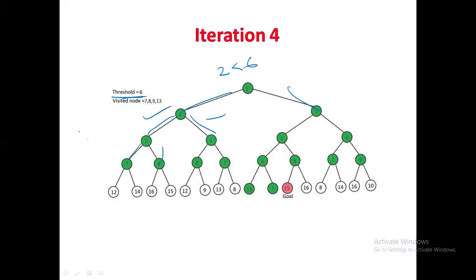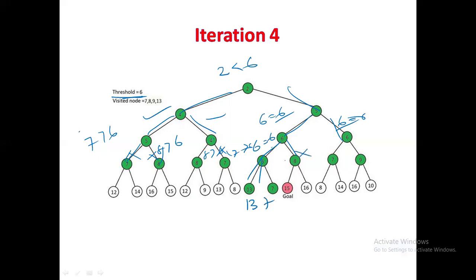But if you are considering this, 7 is greater than 6 and 8 is greater than 6, so these two are discarded. And coming into this 4, 8 is greater than 6 and 7 is greater than 6, so these two are discarded. Coming into this, 6 is equal to 6, so this will be expanded. And coming into these two lines, 6 is equal to 6, so this can be further expanded, 13 and 7.